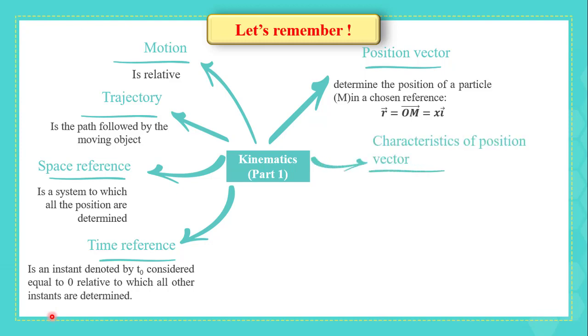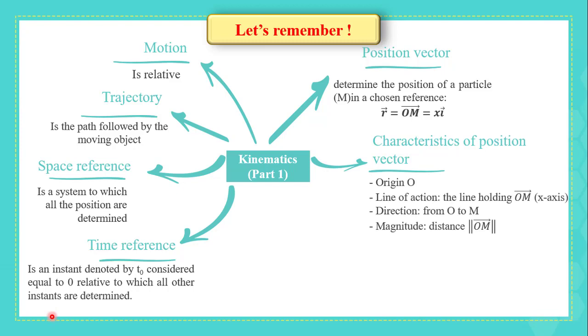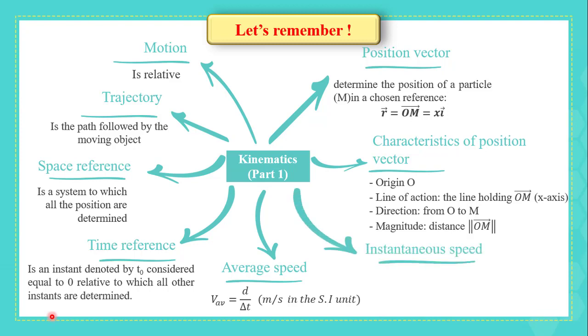The characteristics of the position vector are the origin O, the line of action which is the line holding OM, usually the x-axis, the direction from O to M, and the magnitude which is the distance or the norm of the vector OM. The average speed is calculated by dividing the total distance by the total duration of time. It is expressed in meter per second in the SI unit. The instantaneous speed is the speed at each specific instant, usually measured by a speedometer.